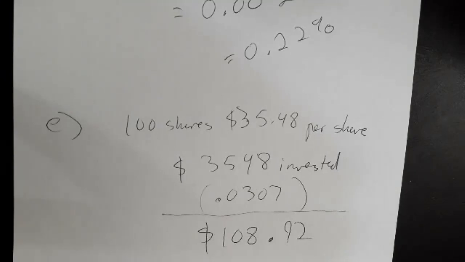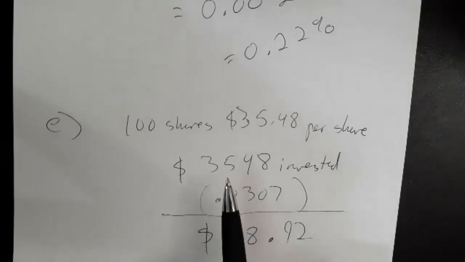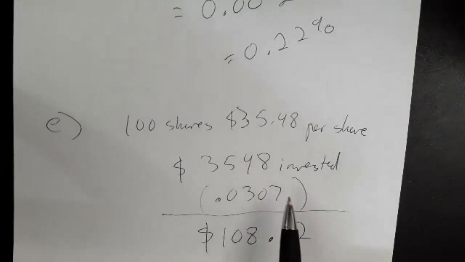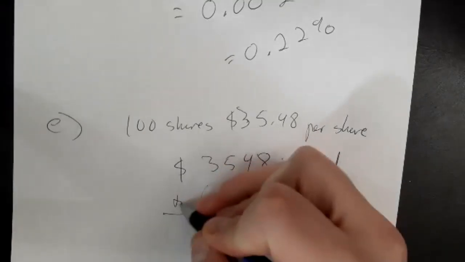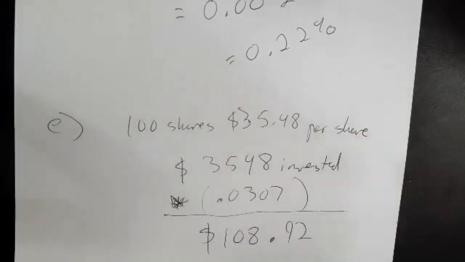Oh, the other thing, divided by 3548. I'm sorry, what was that? 0.3707 divided by 3548. This is multiplying. So I'm multiplying these two numbers. I'm finding 3% of that.